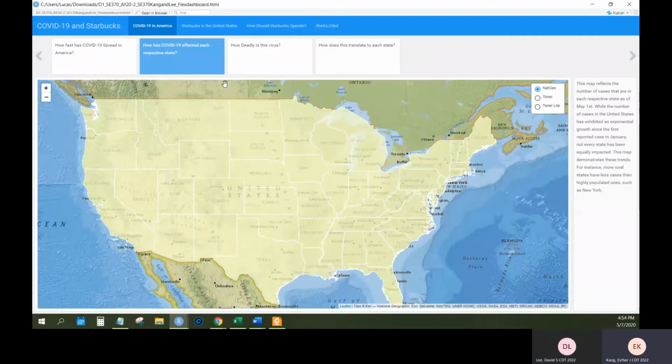And this leaflet map shows how many cases there have been by respective state. So if you hover over a state such as Montana, you have 453 cases compared to California, which has 52,000 cases. So how deadly is the virus?